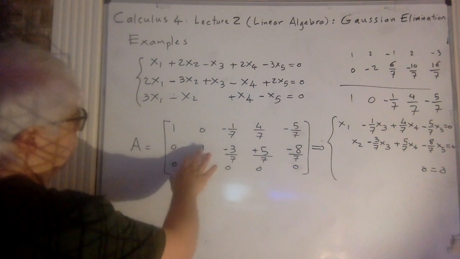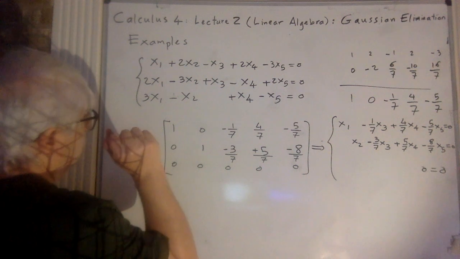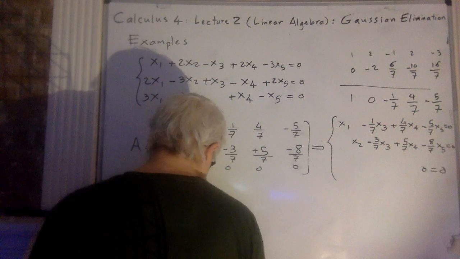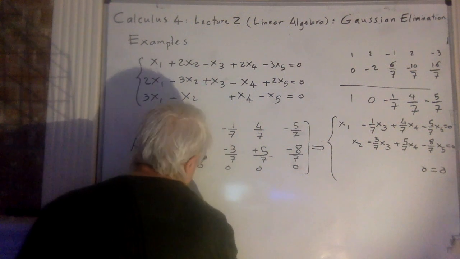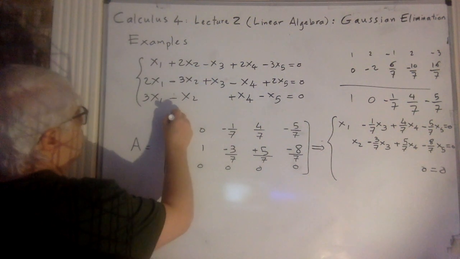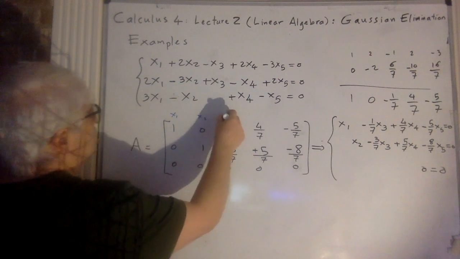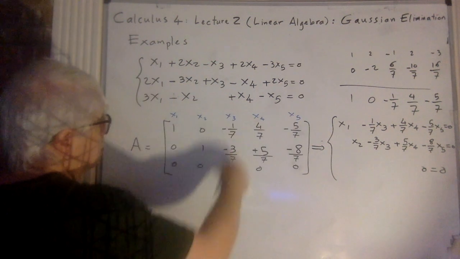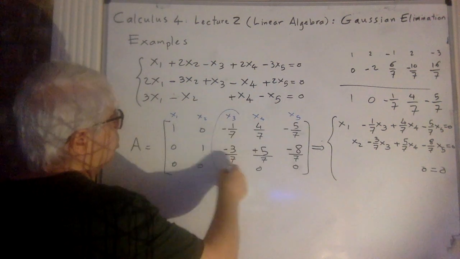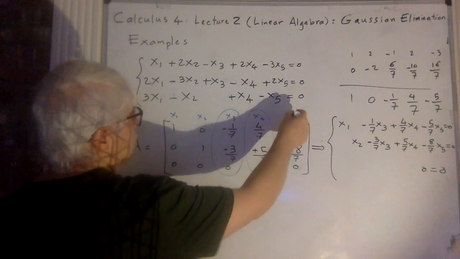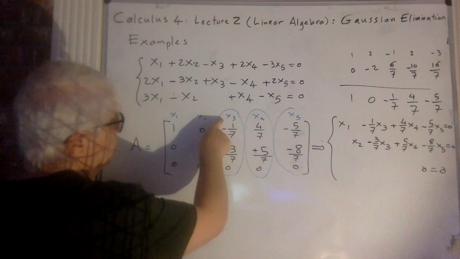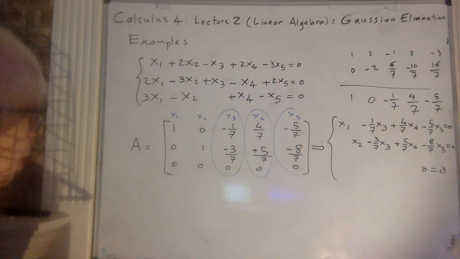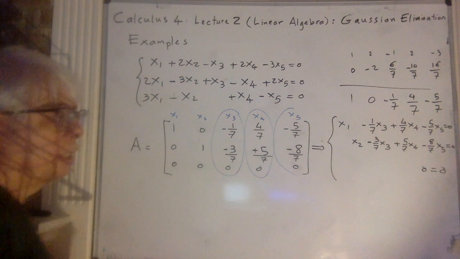Okay, well, these leading ones can be anywhere. So ignore the columns with leading ones. Now let me write on top. So this column is for x1, that's x2, that's x3, that's x4, and x5. So the columns that do not have leading ones, choose the variable as free. So x3 should be free, x4 should be free, and x5 should be free. Not these 2, not x1 and x2.